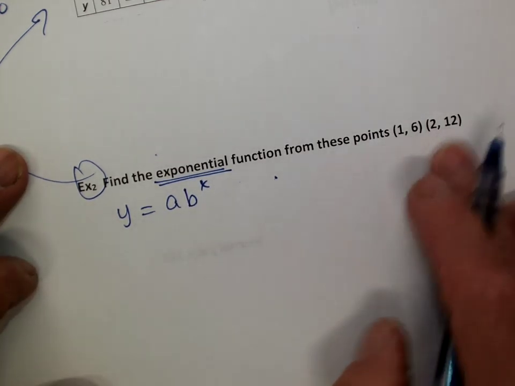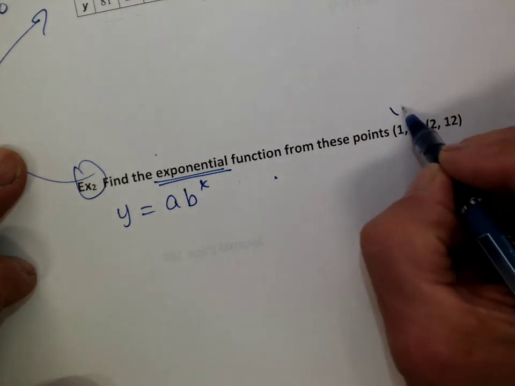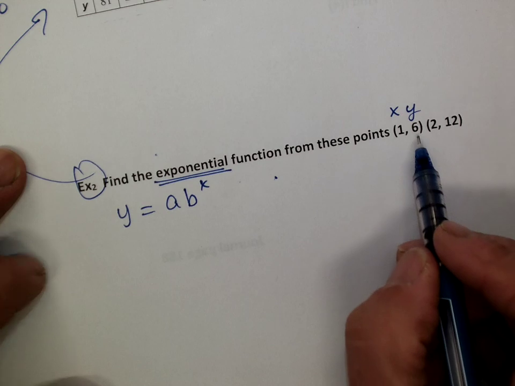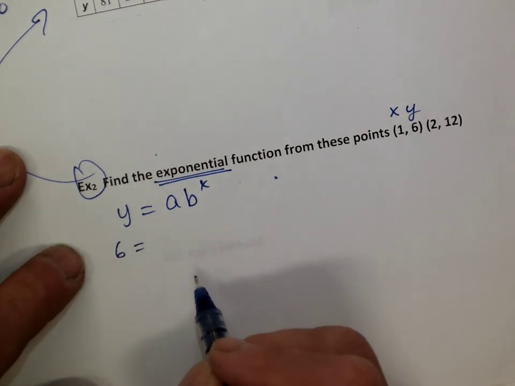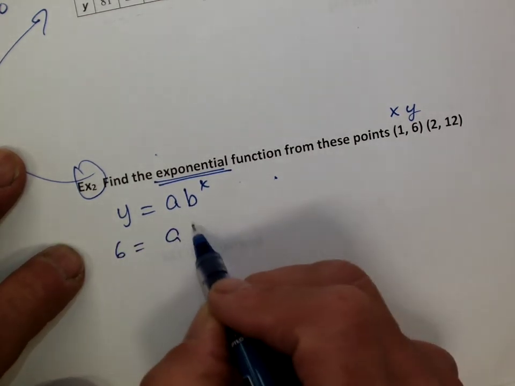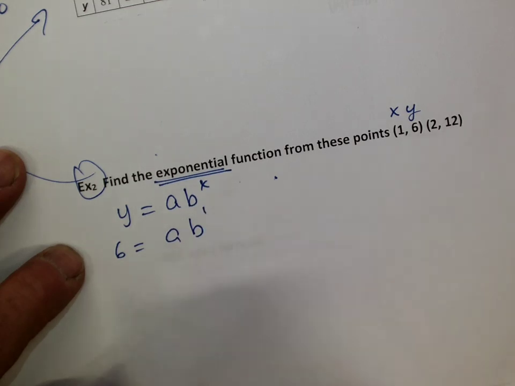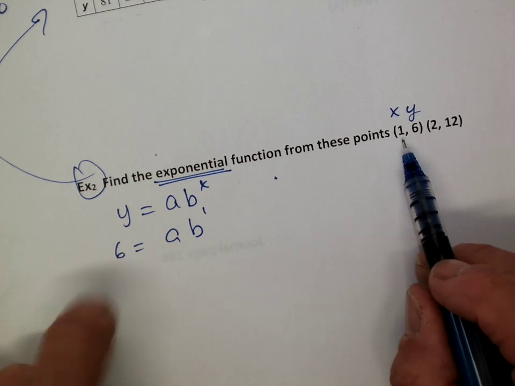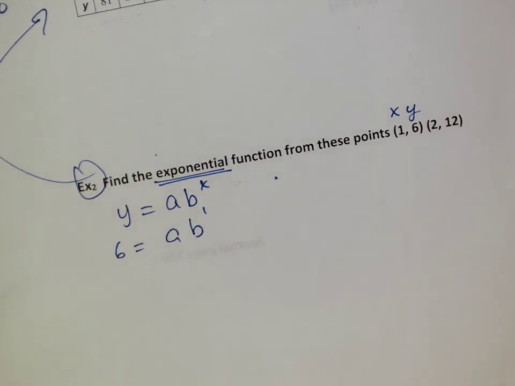So let's take the point (1, 6). That's a point with an x, y value, right? I'm going to take my 6 and put it in for my y, and my 1 in for my x, okay? Now, this doesn't tell me much at all, but what I'm going to do is this.